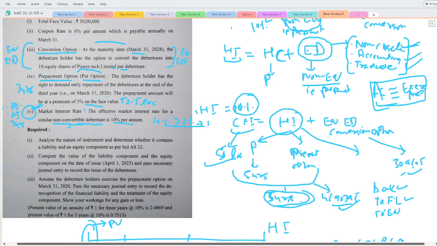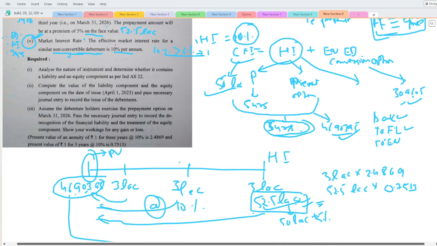So we need to calculate the hybrid instrument present value. Quickly, I have done it here on the number line. This is of the 3 years, and I've explained why it is 3 years. We are standing at the inception, then first year, second year, and at the end of the third year.